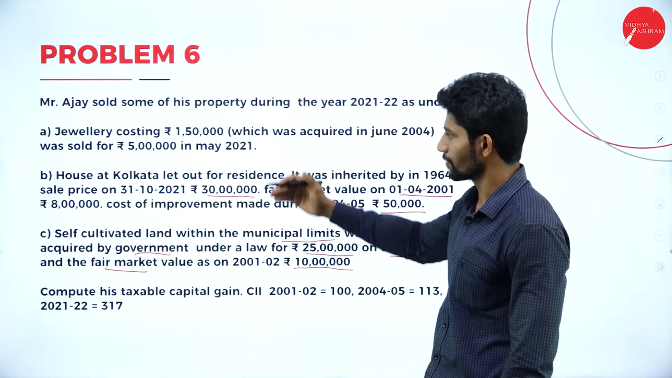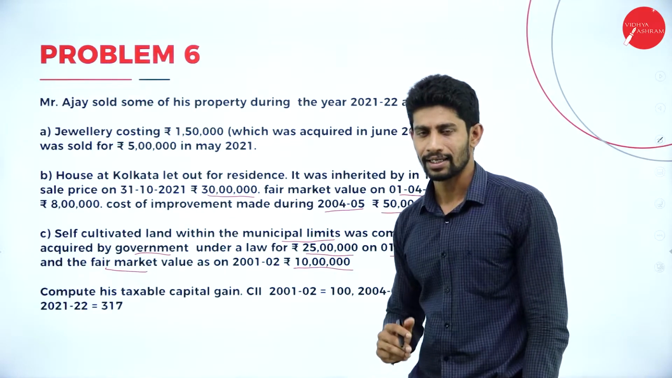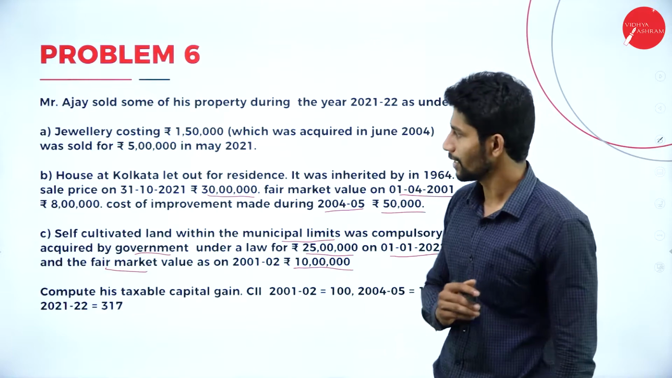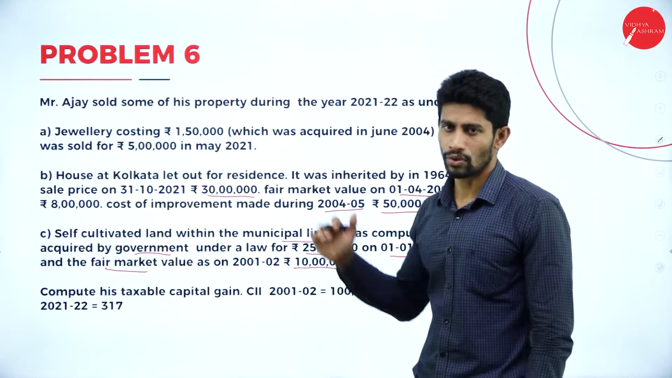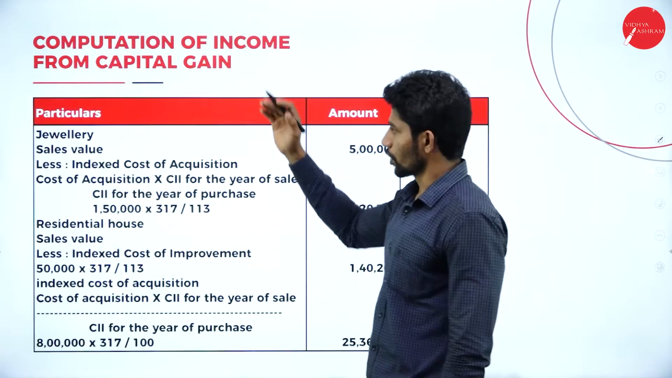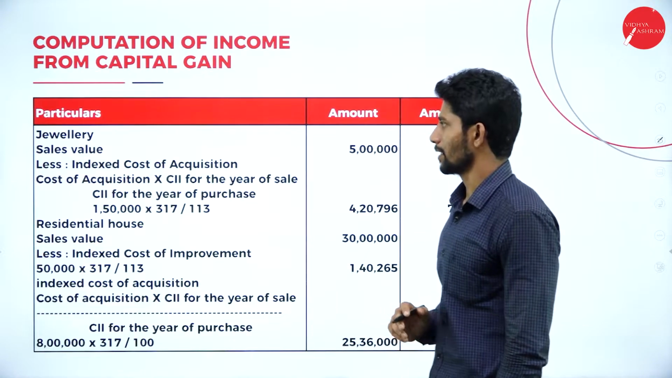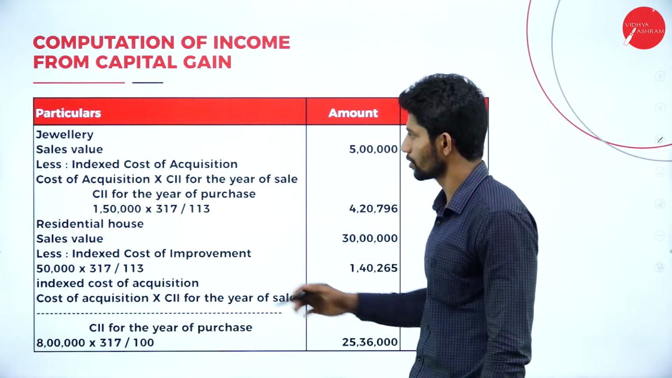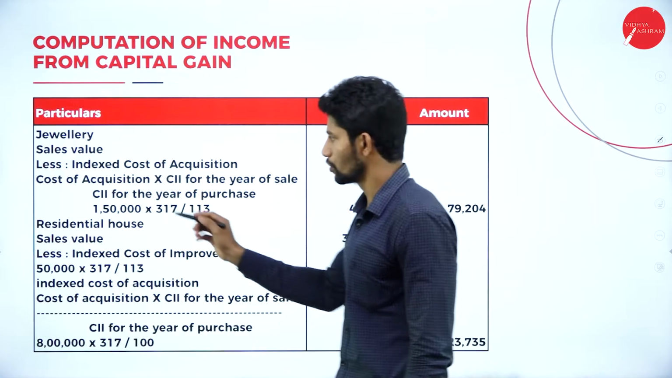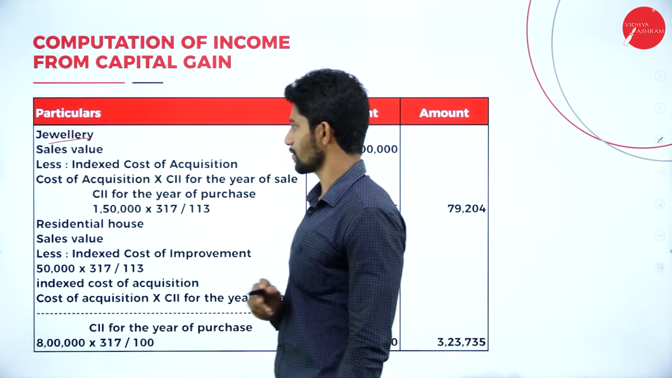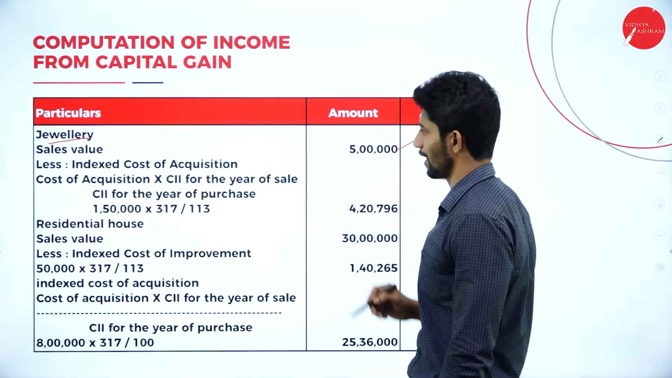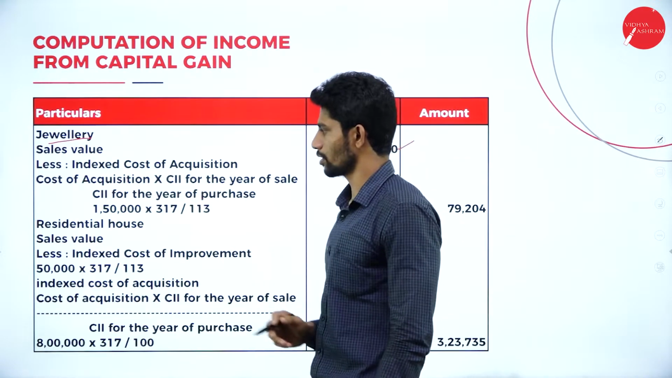So by using this information, we are supposed to calculate the income from capital gain of Mr. Ajay. So totally we have 3 assets. So computation of income from capital gain, particulars, amount. First asset is jewelry. So the sales value of jewelry is how much? 5 lakhs. Less indexed cost of acquisition.